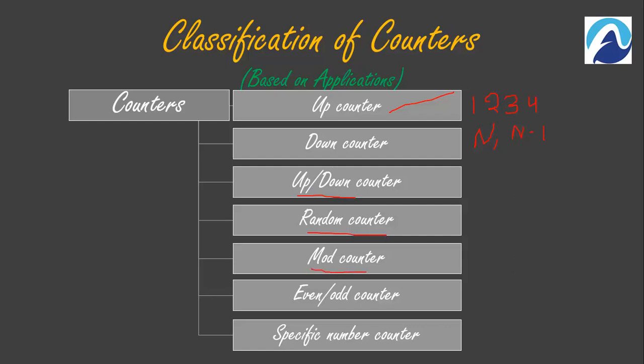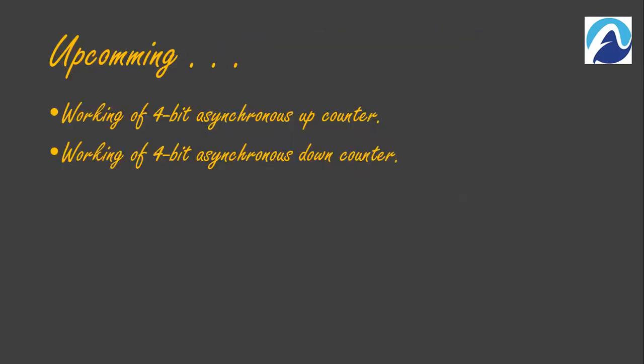The mod counter is also a kind of fixed number counter. We will see the designing process of the mod counter also in the upcoming videos. There are also even number and odd number counters, or specific sequence counters. We will see how we can design these different kinds of counters in the upcoming videos. In the next video, we will see the working of the 4-bit asynchronous up counter, and the working of the 4-bit asynchronous down counter.